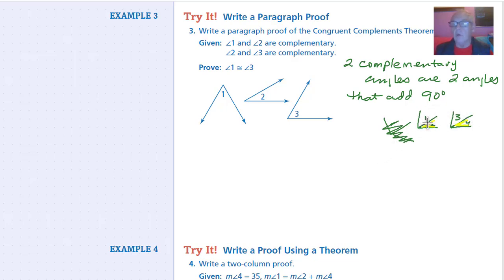And that's the congruent complements idea. So if you have 2 angles that are both congruent to the same angle or to equal angles, they're congruent to each other.